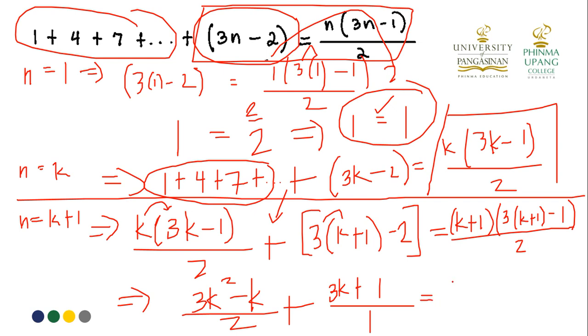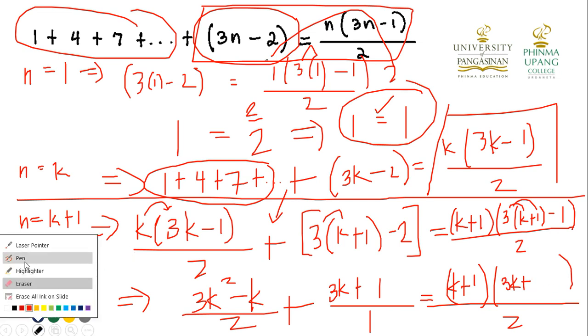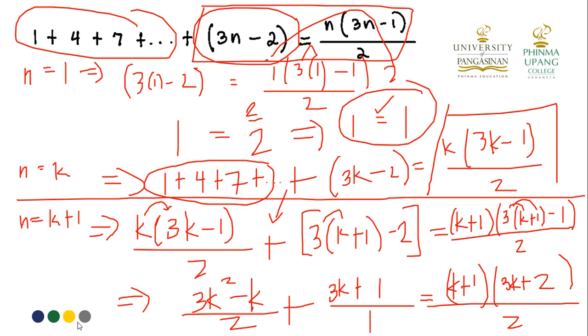Next, on the other side, it will be k plus 1. So what is 3k times 3 times 1? 3k plus 3, plus 3 times 1, over 2. Did you follow? Okay, I'll change it again. What is 3k plus 3 minus 1? Answer? 2. So I'll change that to 3k plus 2.